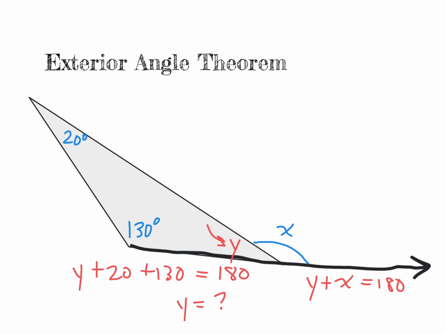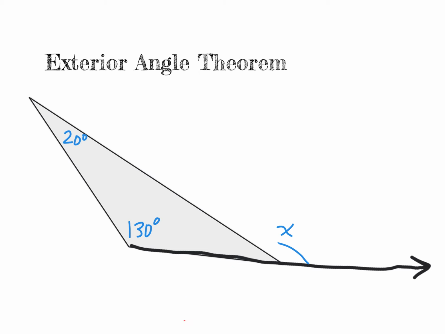However, we're going to use a slightly different strategy, and that strategy, again, is this exterior angle theorem. And here's how that works. The exterior angle theorem says that the measure of an exterior angle, like x here, is equal to the sum of the 2 remote interior angles, which would be the 20-degree angle here and the 130-degree angle here. Now, remote interior angles are in reference to the exterior angle, which simply means that they're not adjacent to the exterior angle.